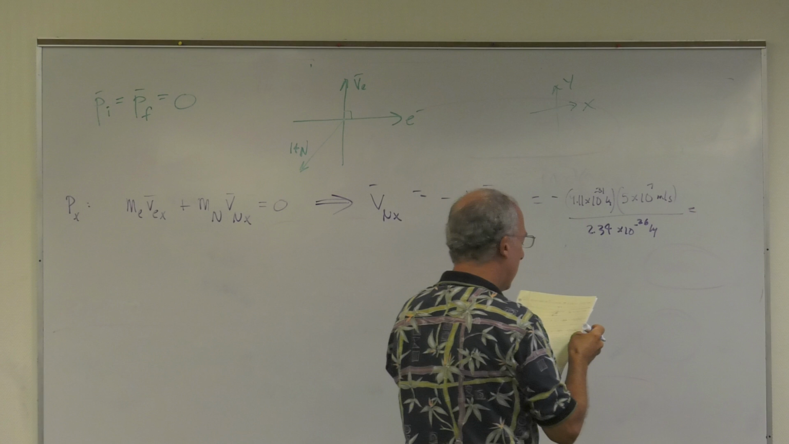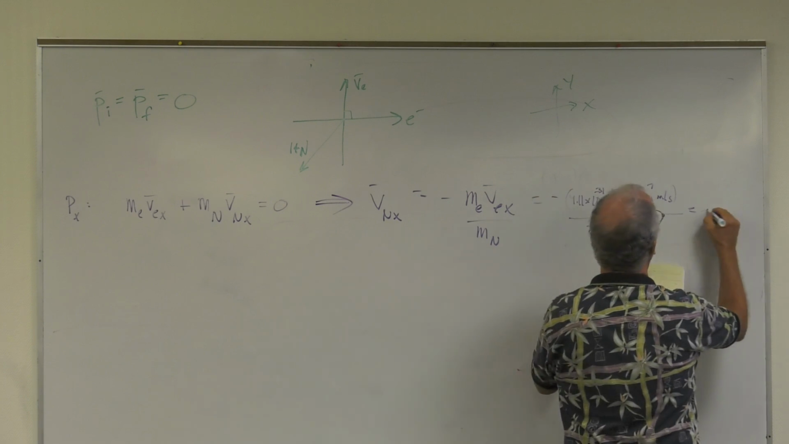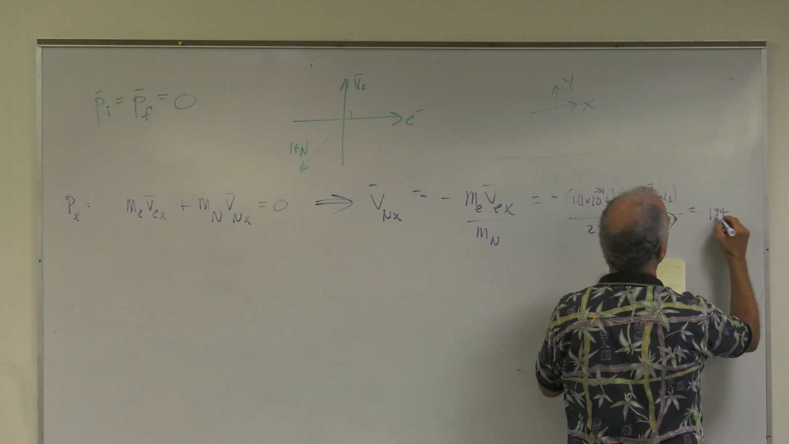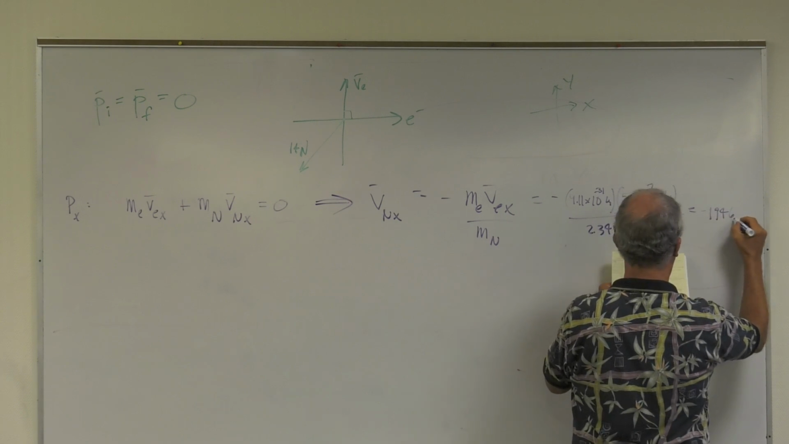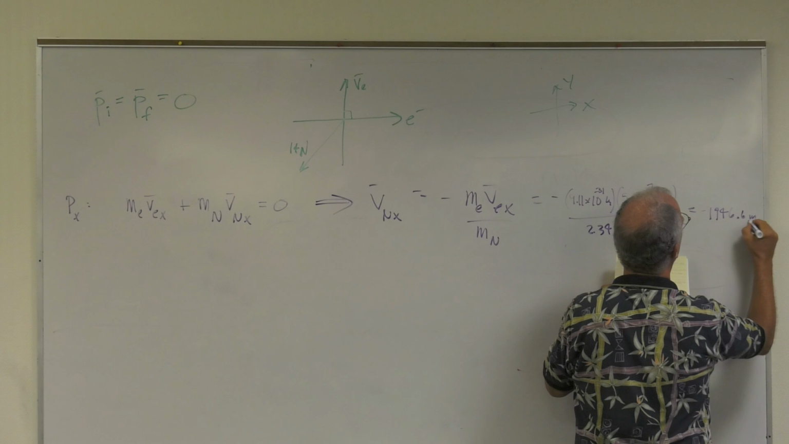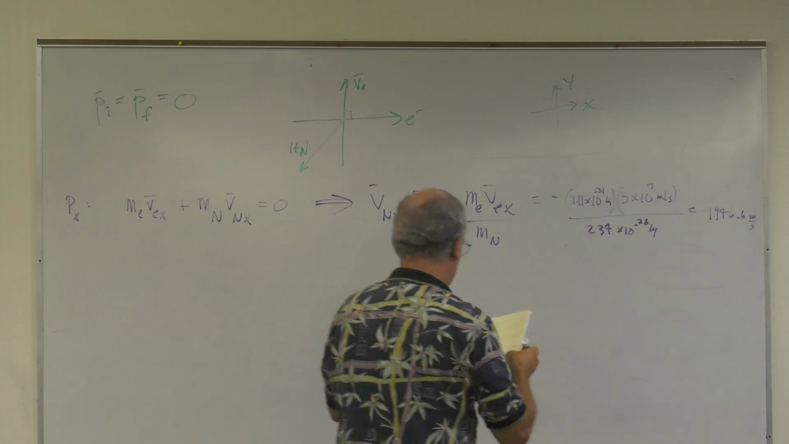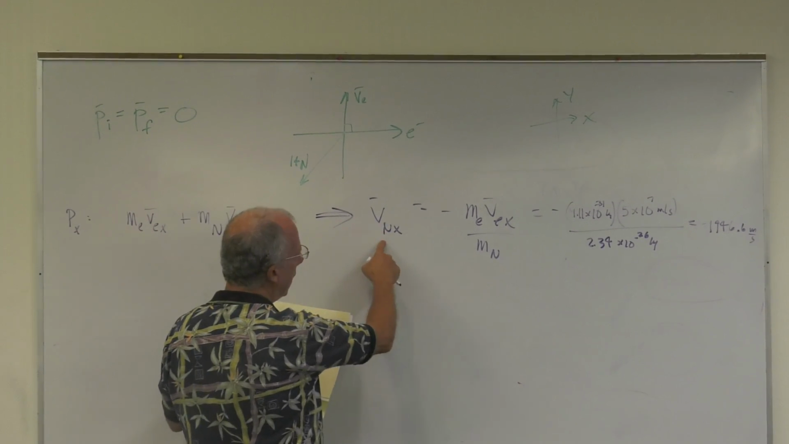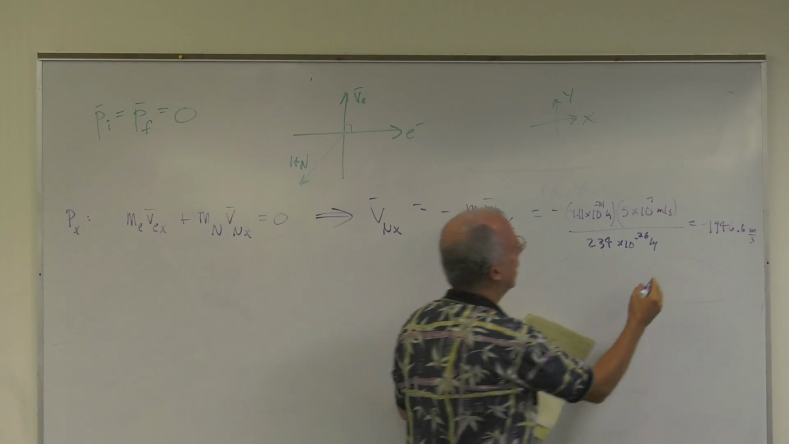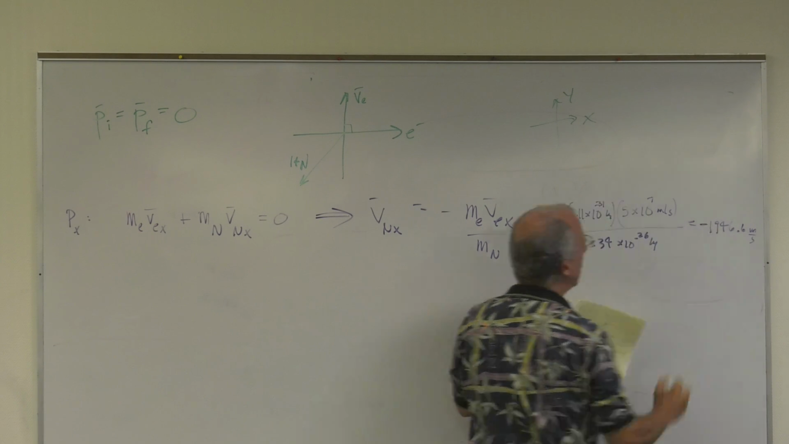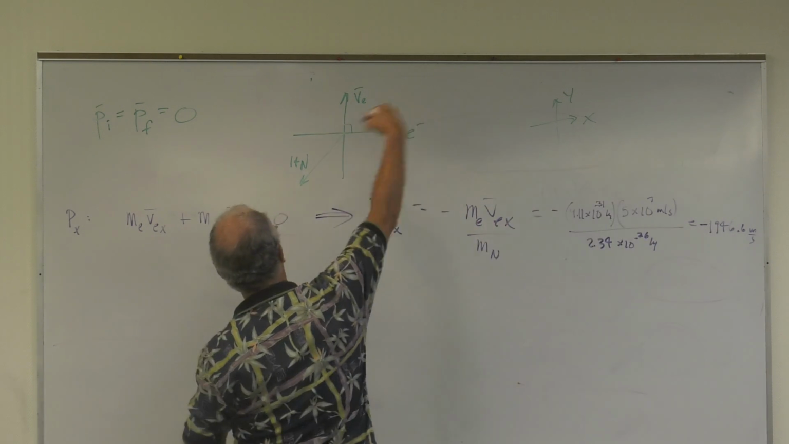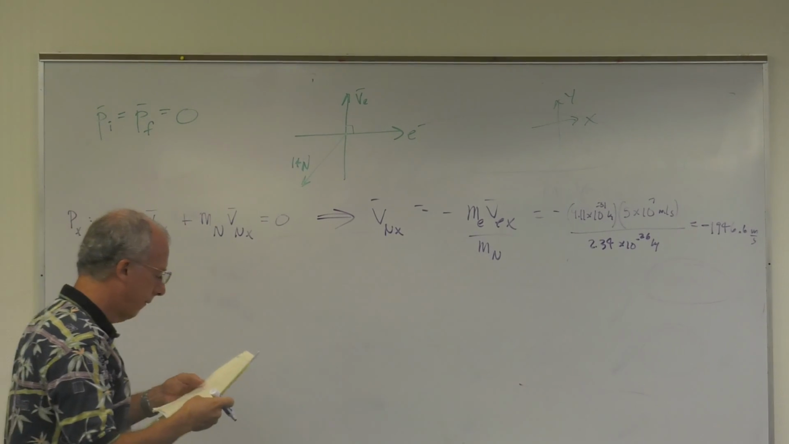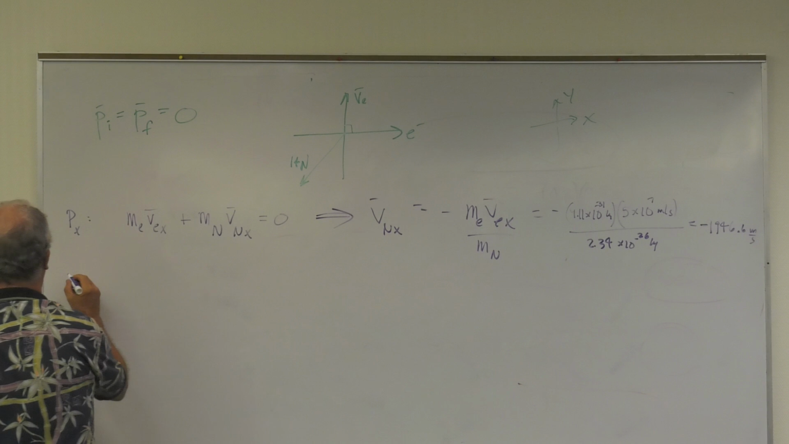So you do that, and you get minus 1946 meters per second. Okay, so that's the velocity of the nitrogen in the x direction. And notice it has a minus sign, which it better have because it's going down, right? So it's going to have a minus x component and a minus y component. Okay, let's do the y.